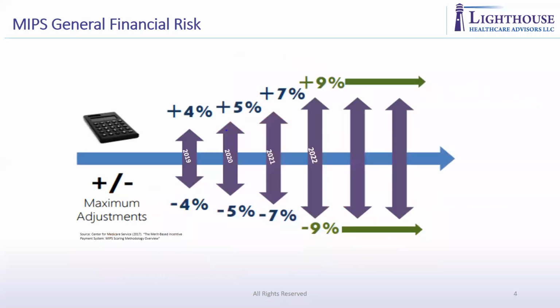So for 2019, the adjustment is going to be between -4 and +4%. And then in 2020, that is going to increase to -5 to 5%. And then as you can see, 2021 and on, it's going to increase. This is going to continue, and it is subject to amendments based on the rules that CMS comes out with.